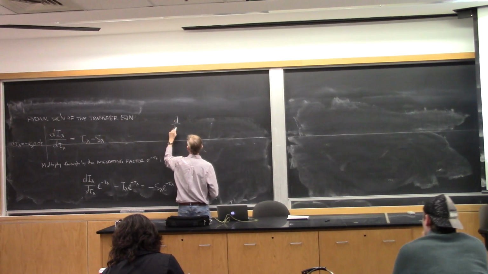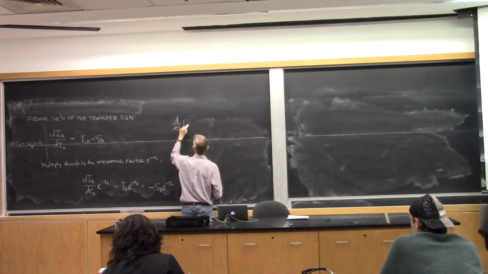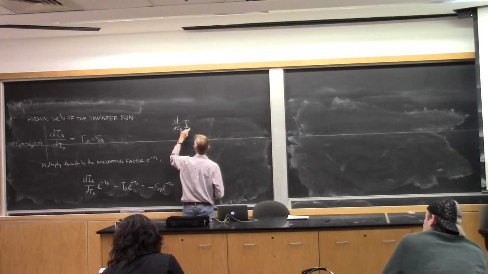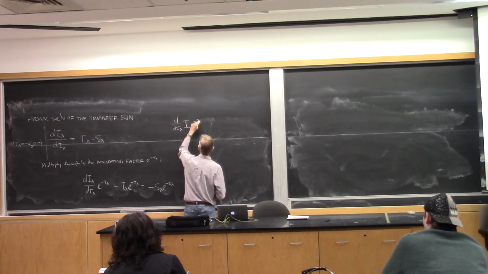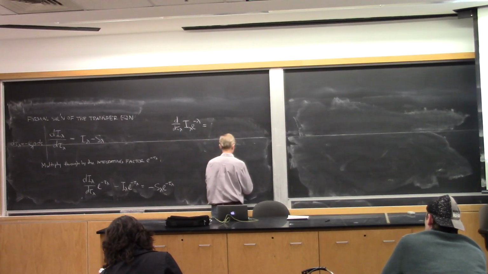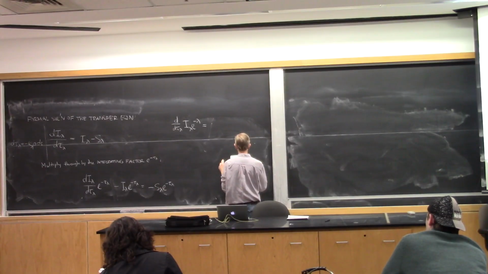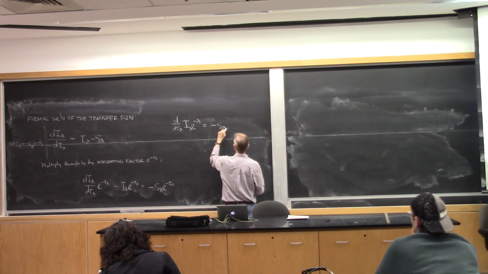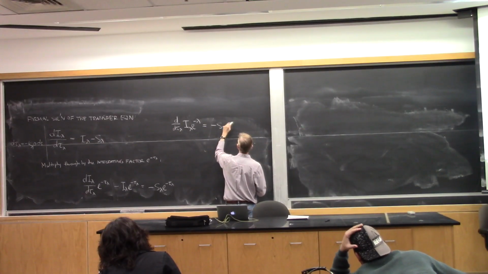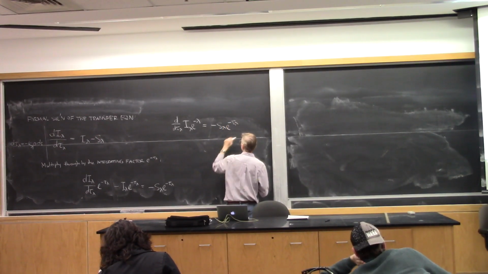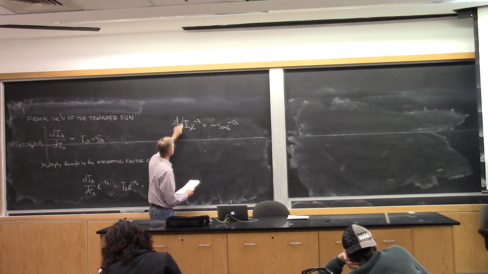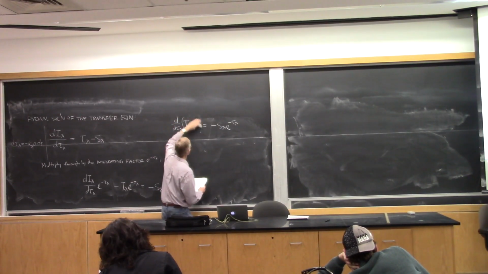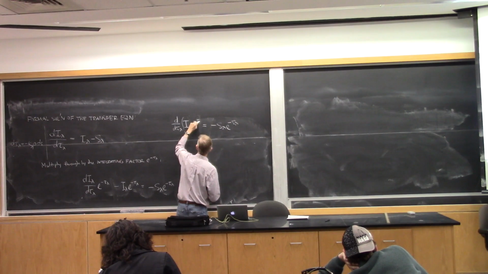d/d tau lambda of I lambda e to the minus tau lambda is equal to minus S lambda e to the minus tau lambda. Right, because if I take the derivative, whoops, e to the minus tau lambda, not e to the minus lambda, that made no sense.